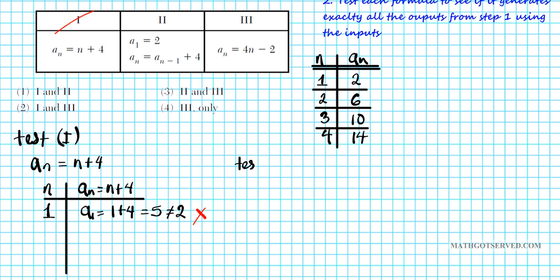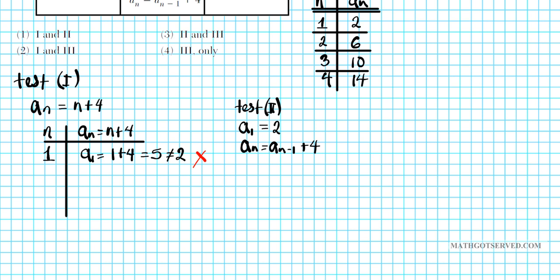Now let's test option 2. Option 2 is actually a recursive definition. A1 is 2, and an equals an minus 1 plus 4. All right, let's go ahead and generate the table using this recursive definition. We have n, and then we have an. An is defined as an minus 1 plus 4.